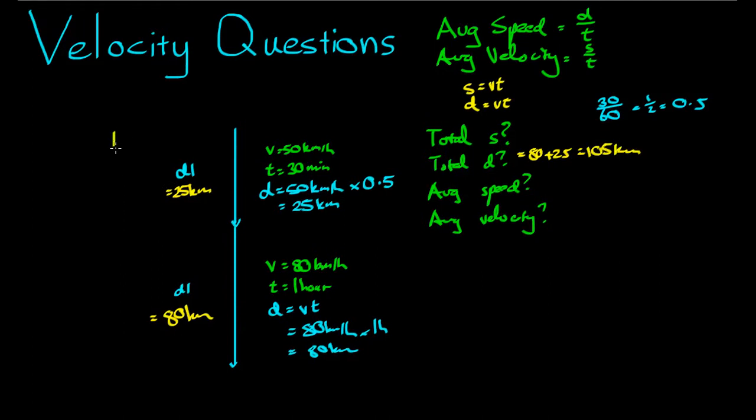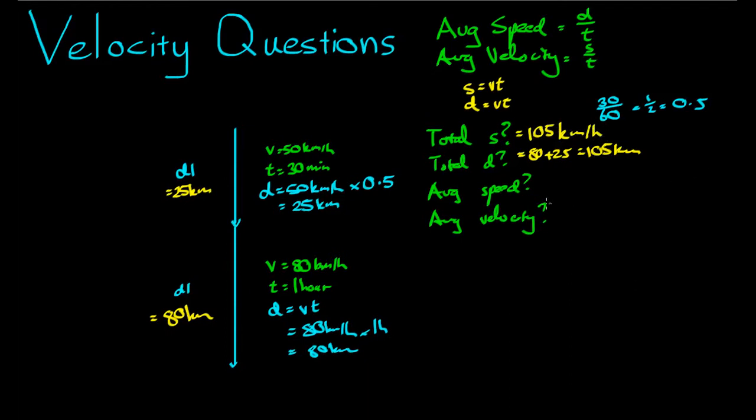And since everything is happening on that straight line, the distance is equal to the displacement, because the displacement is defined as a straight line between the origin and the point at which we're looking at the object. And since it is in that straight line and the path doesn't wobble like that, the distance is the same as the displacement. So displacement is also 105 kilometers.